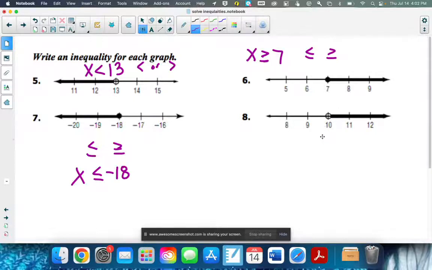All right, last one, open circle. Again, greater than or less than, no equal to on that one. That's 10, and all my numbers are getting bigger, right? So that means the numbers that I want have to be bigger than 10.